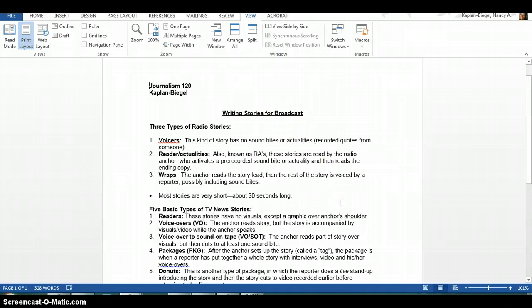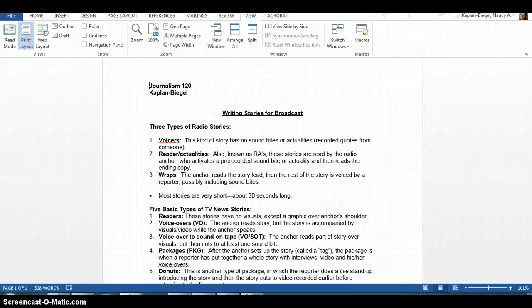At any rate, I wanted to introduce you very briefly to three types of radio stories. One is called a voicer. This is when the story has no sound bite or actuality. And sound bites or actualities are recorded quotes that you have from someone you've interviewed. So a voicer would be a quick story with none of those recorded sounds from other people in it.